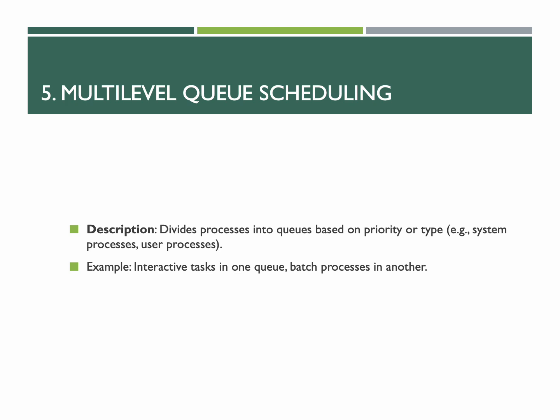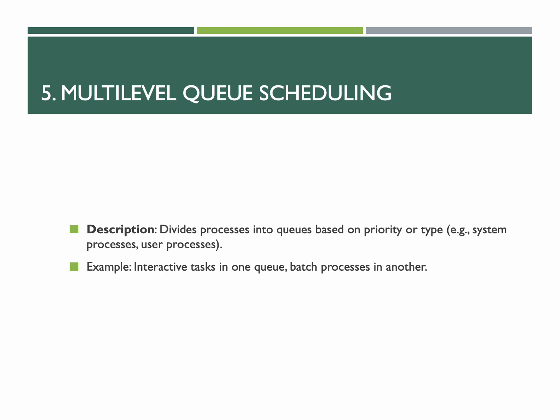Each queue operates independently, and processes within a queue are scheduled based on a specific algorithm, like first come, first serve, or round robin. For inter-queue scheduling, a predefined priority hierarchy determines which queue gets access to the CPU first.